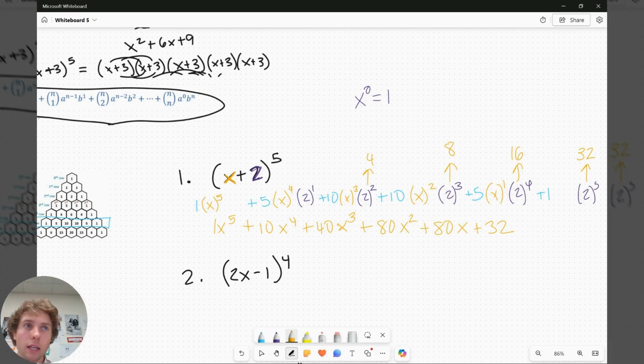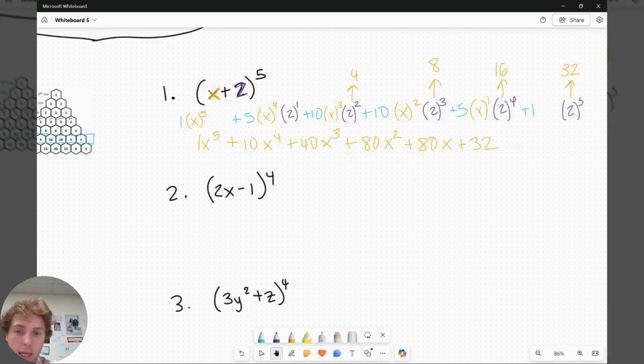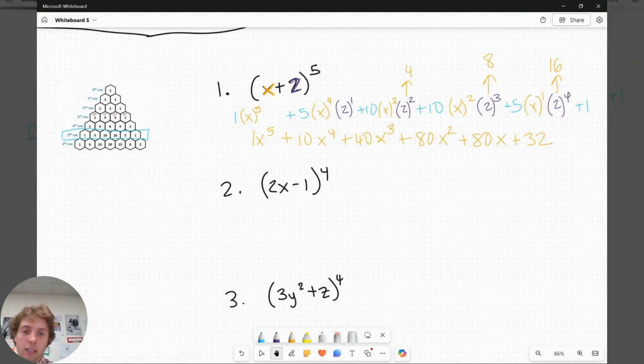Notice the degree on the x, the exponent there, is decreasing by 1 each term. Let's look at another example. This one is a polynomial raised to the fourth here. So we have a binomial to the fourth. Same process. Now let's look at the fourth row of Pascal's triangle.